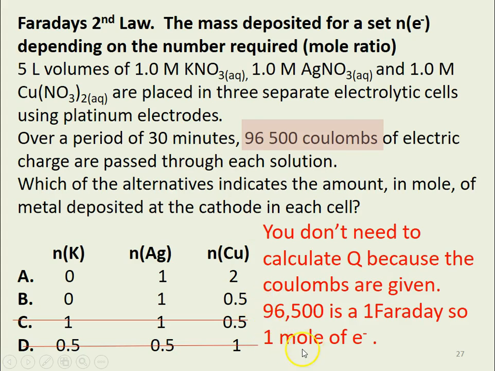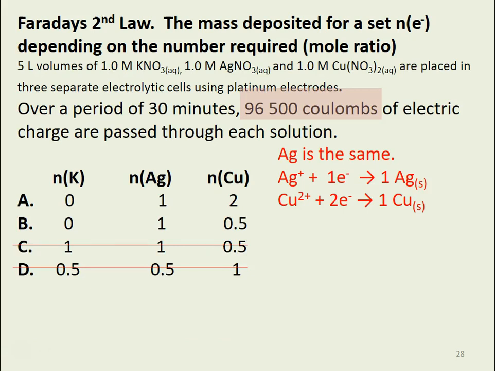So you just need to relate the mole of electrons to the half equations. So remember, silver is 1 plus, so you need 1 mole of electrons, and copper is 2 plus. So to make 1 mole of copper, you would need 2 mole of electrons. So if you've got 1 mole of electrons, then you're going to make 1 mole of silver. And clearly, you don't even have to know that, because both of the examples have 1 mole. So it's the copper that we need to be working out.